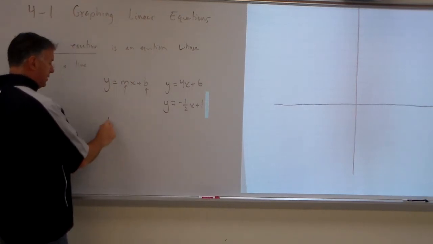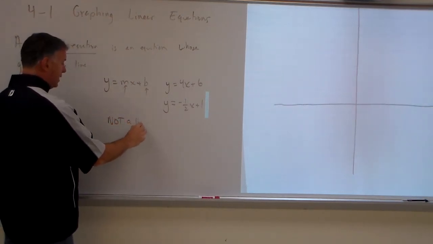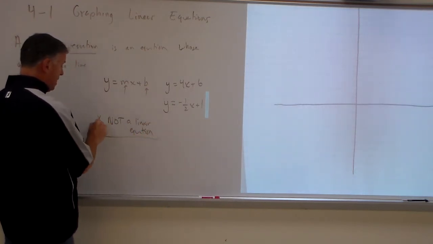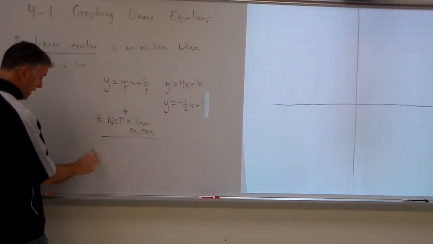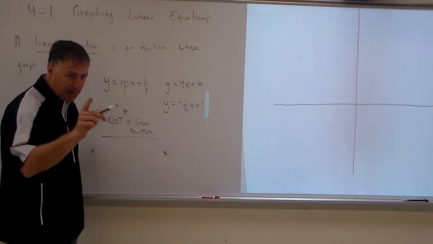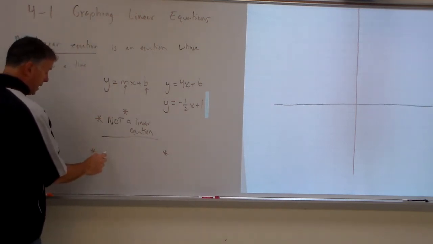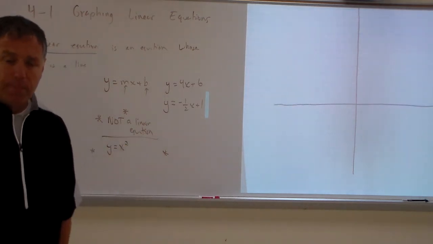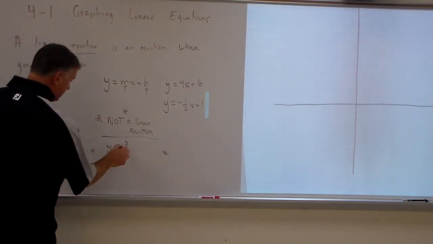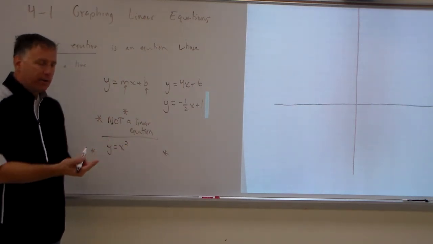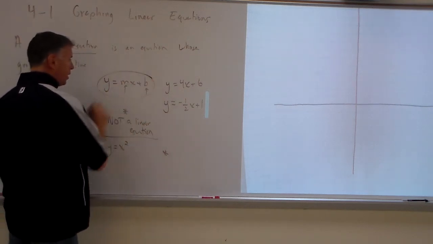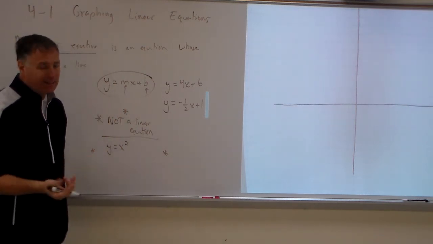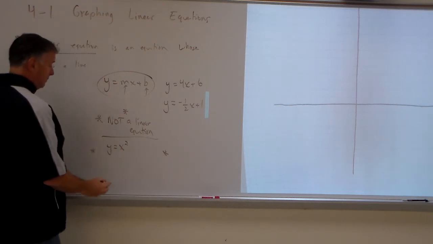This is an example that's not a linear equation. Make sure you put in there, not linear equation. Y equals x squared. That is not a linear equation. What makes that not linear is this 2, that's x squared. That doesn't look like this. This is what a linear equation looks like. So we take our equation and ask, does it look like this? If it looks like that, then it's a linear equation. That doesn't look like that.